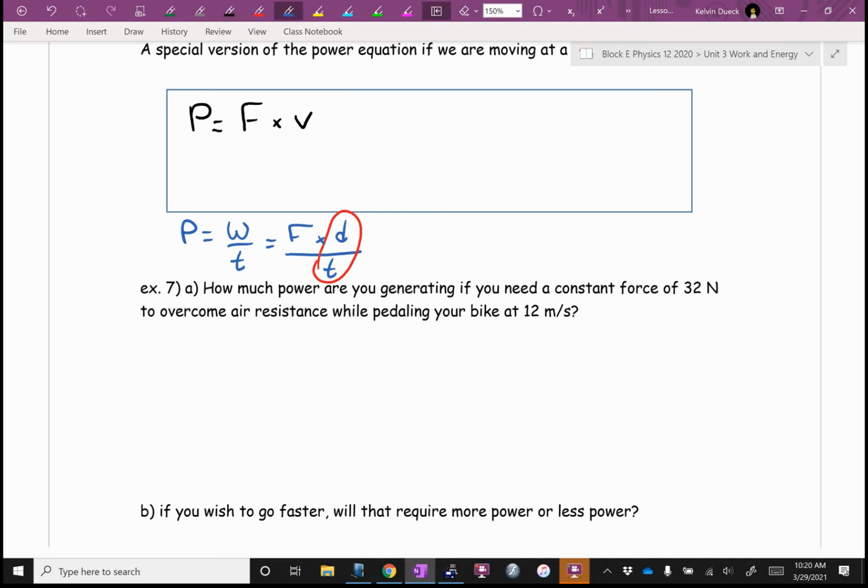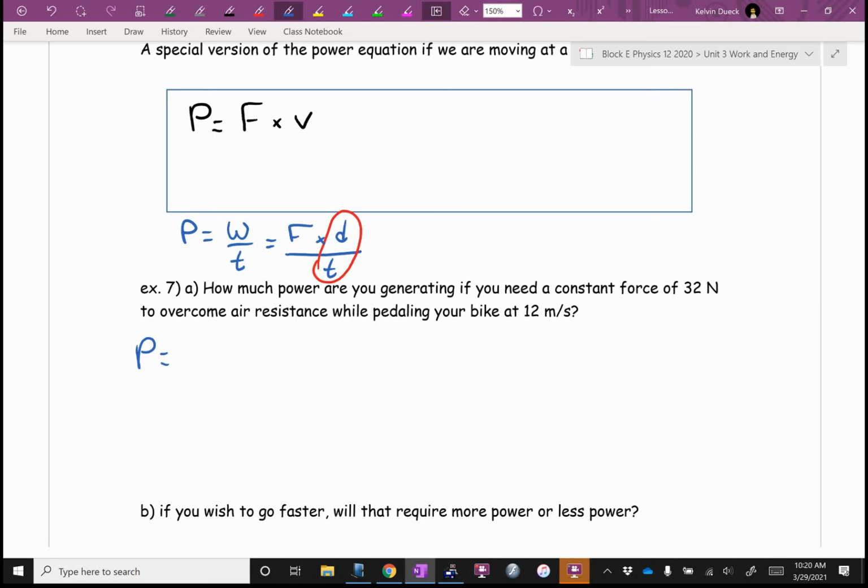So what's this question asking me to find? How much what? How much power? Say it loud and proud, you're right. So don't write this down. My first thought would be to go, well, work over time. Do you see a time in this question anywhere? Do you see a force? First of all, do you see a time? No. Do you see a force?